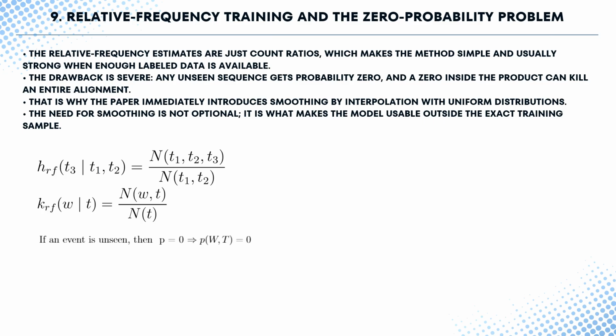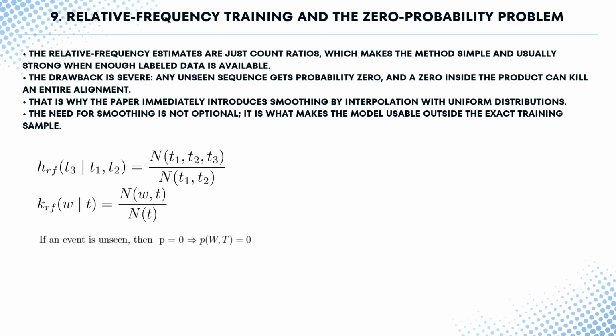Now this is a serious problem. Suppose in training data we have never seen a tag sequence like noun, verb, and then adjective. Then its probability becomes 0. Now consider a new sentence where this sequence actually occurs. Then the entire probability of that tag sequence will become 0. Since we multiply probabilities across positions, one 0 will kill the entire sequence. So we have just seen that a 0 inside the product can kill the entire alignment.